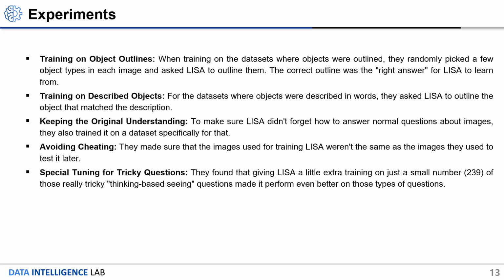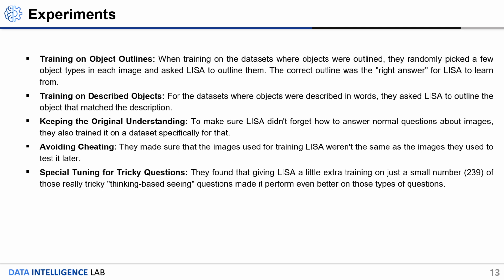For the training on object outlines, when training on the datasets where objects were outlined, they randomly pick a few object types in each image and ask LISA to outline them. The correct outline was the right answer for LISA to learn from. Now for the training on described objects, for the datasets where objects were described in words, they asked LISA to outline the object that matched the description.